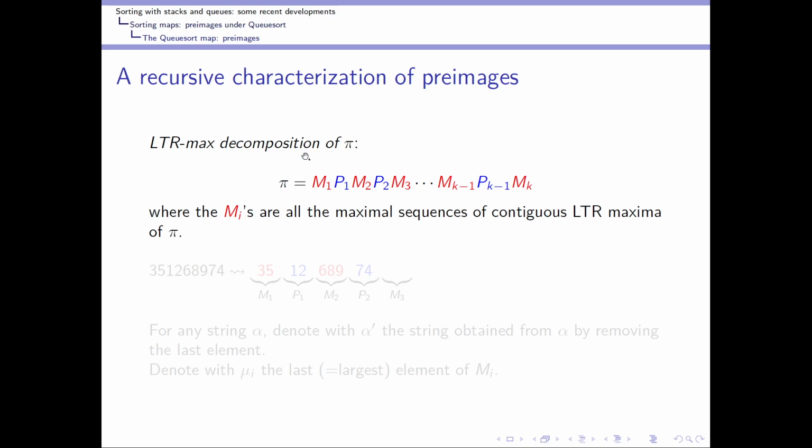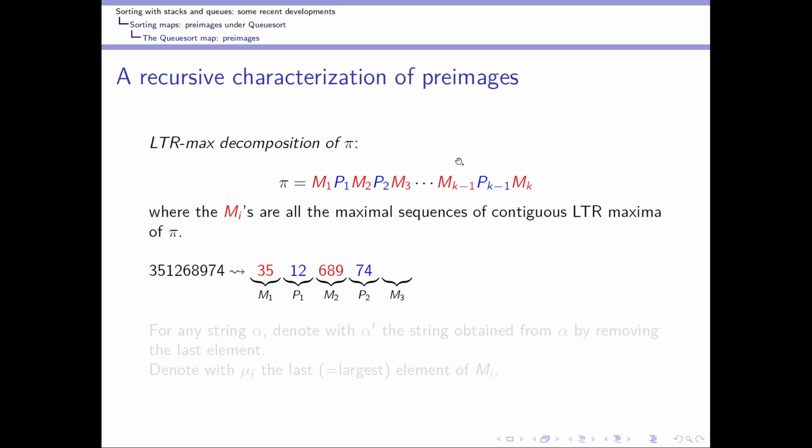So we consider this decomposition of pi that we have called LTR max decomposition of pi as M1, P1, M2, P2, and so on, where the Mi are the maximal sequences of contiguous left to right maxima of pi. For instance, in this permutation, the first 2 elements are left to right maxima, so this is M1. The third and fourth elements are not LTR maxima, so this is P1. Then you have again 3 elements, 6, 8, and 9, which are left to right maxima, so this is M2. Then 7 and 4 are P2, and so on.